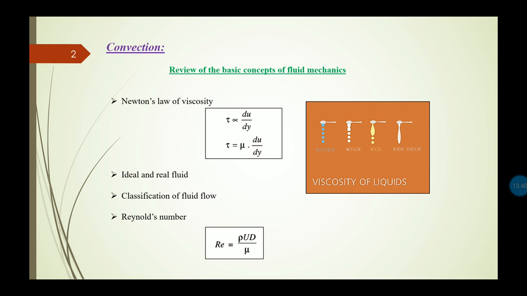Next, the laminar and turbulent flow. In case of laminar flow, the fluid layers or the fluid particles are parallel to each other and the fluid layers move along a streamline. So this is the laminar flow in brief. And in case of turbulent flow, the fluid layers are not parallel to each other. They mix with each other and the movement is in a zigzag way.